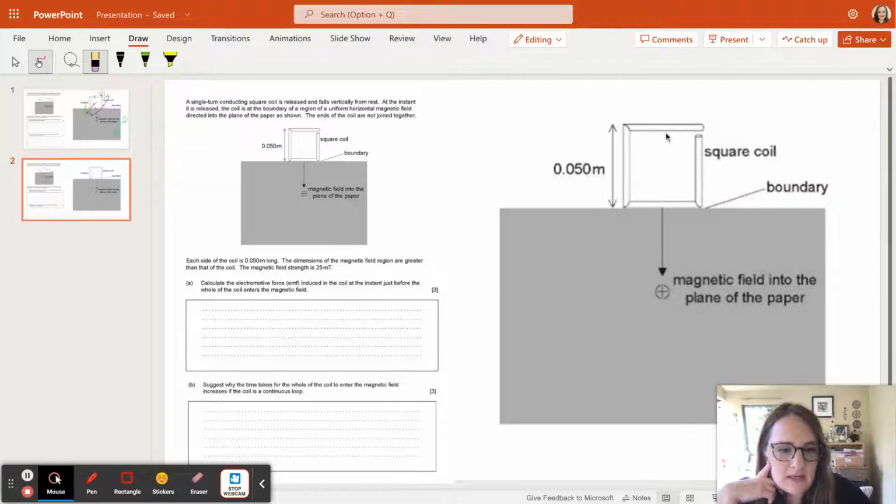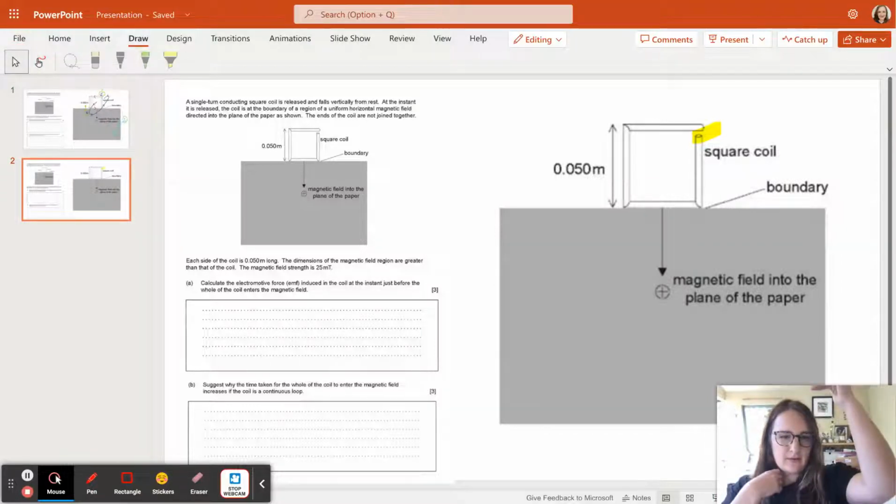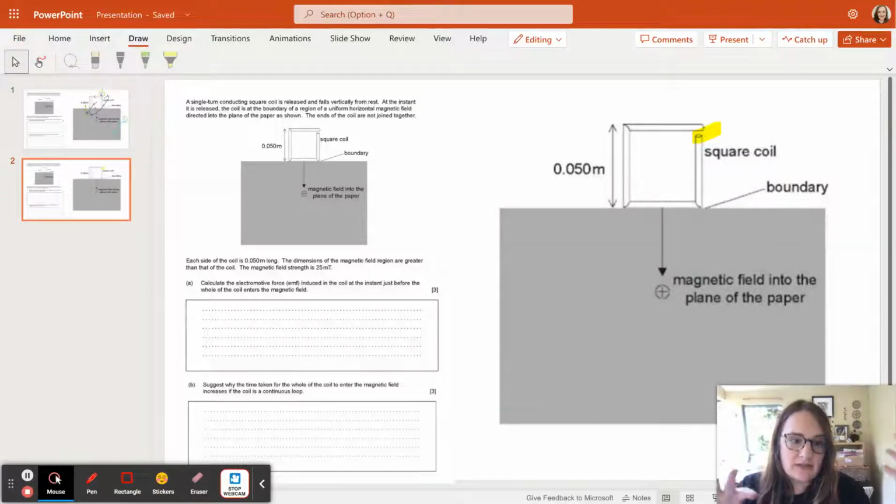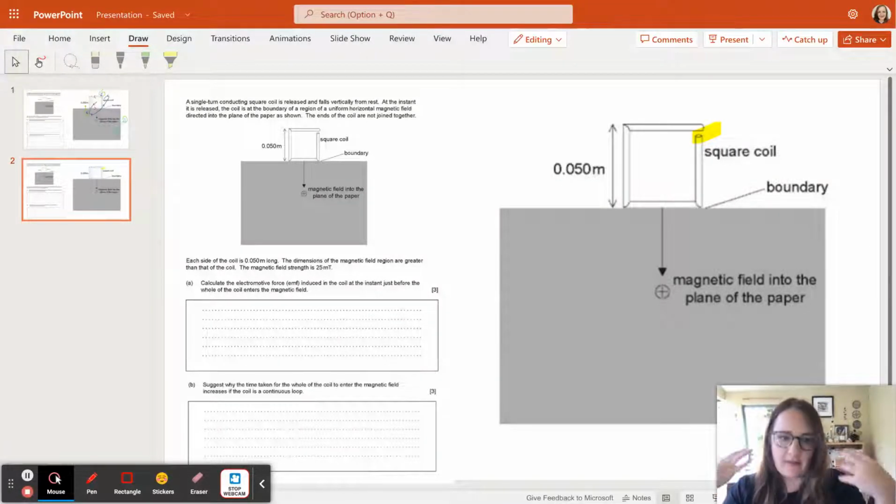So you can see in this question, at the moment, what we have is a square coil with a gap. So you should be able to see a gap here. And so what that means is when the conductor, which is the coil itself, falls into the magnetic field, an EMF is induced. Okay, that's the rule. If a conductor is moving relative to a magnetic field, we get an EMF induced.